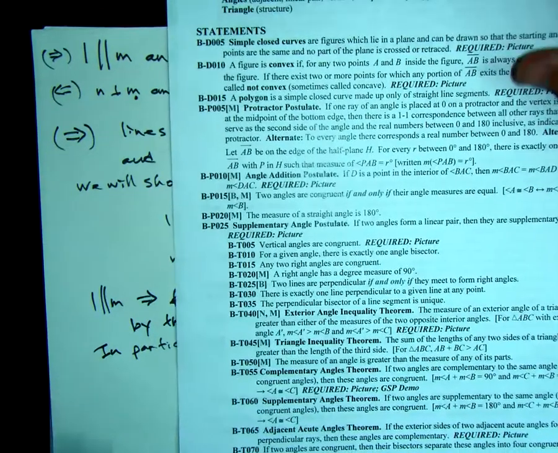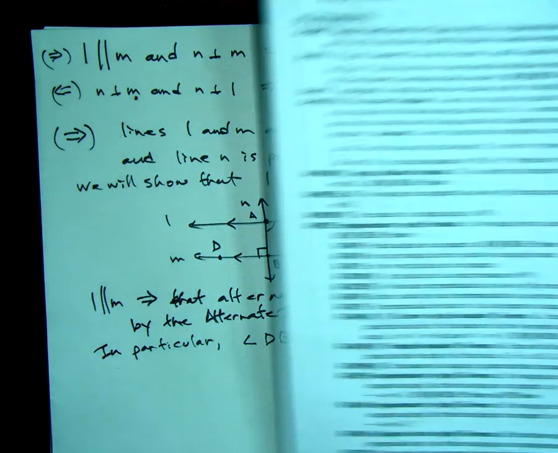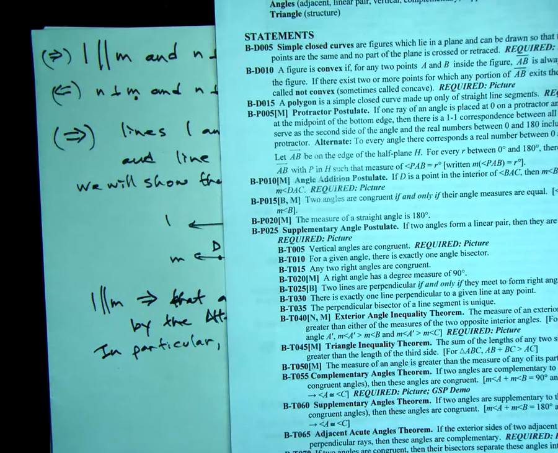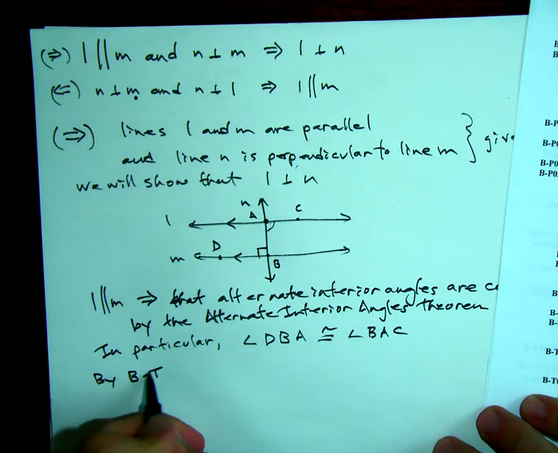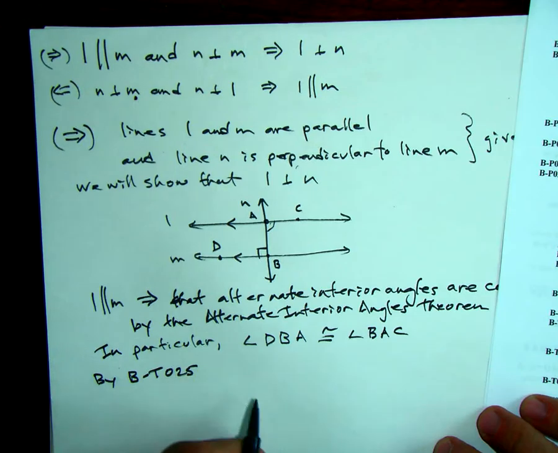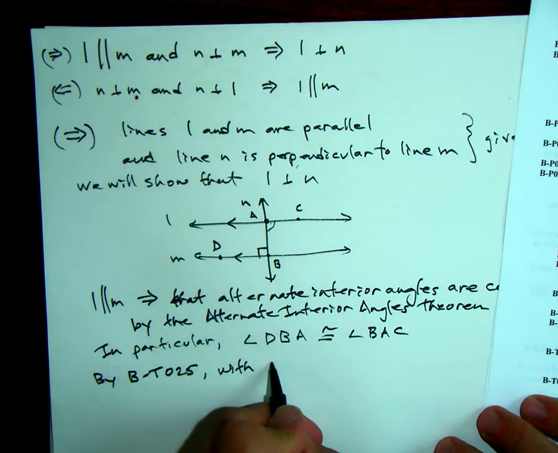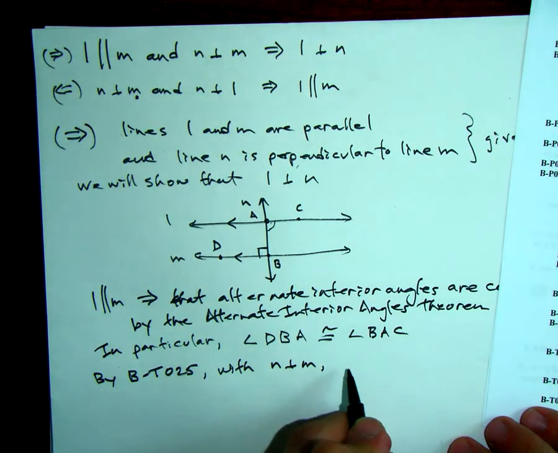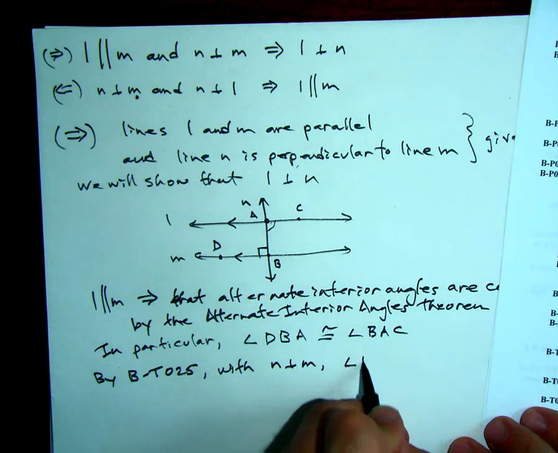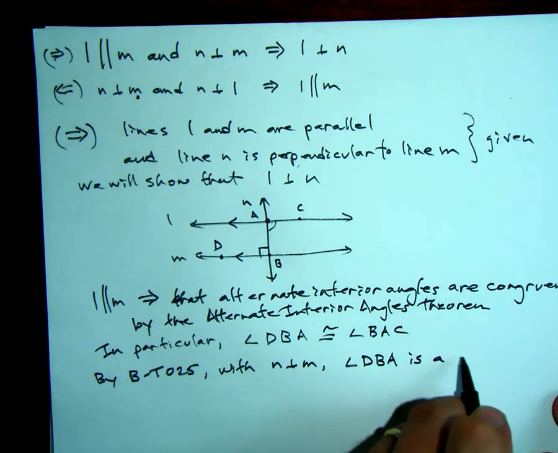So we have two lines are perpendicular if and only if they meet to form right angles. What is that? That is BT025. So I'm going to say by BT025 with N perpendicular to M, then we know that angle DBA is a right angle.